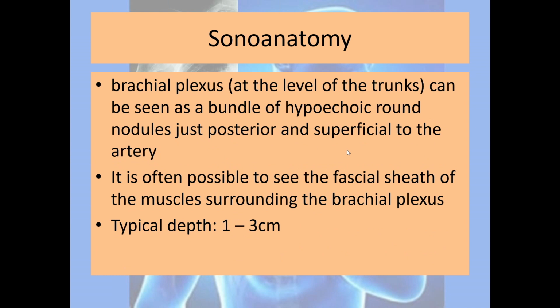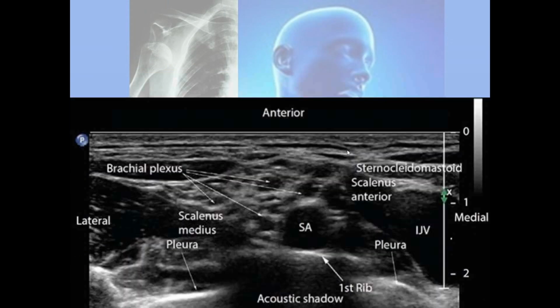It is often possible to see the fascial shift of the muscles surrounding the brachial plexus. At this level, the brachial plexus can be seen as a bundle of hypoechoic round nodules, posterior and superficial to the artery. We use the artery as a guide to identify the brachial plexus. We are usually looking at a depth of between 1 to 3 centimeters. This is also a very superficial block.